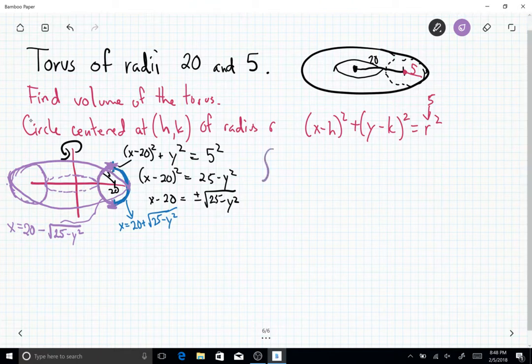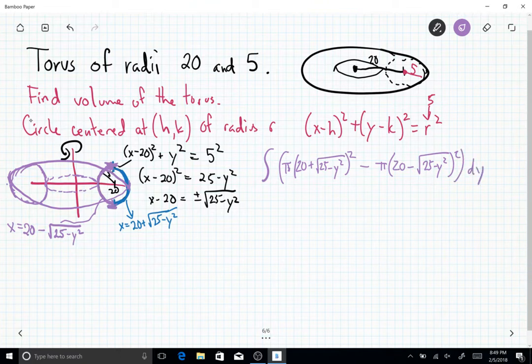We have an integral. We'll figure out what the bounds are in a second. The outer portion is the 20, so we take pi times 20 plus the square root of 25 minus y squared, the quantity squared, minus, and then we go pi times 20 minus the square root of 25 minus y squared, and then we take that quantity squared. Okay, and so this whole thing, we go dy.